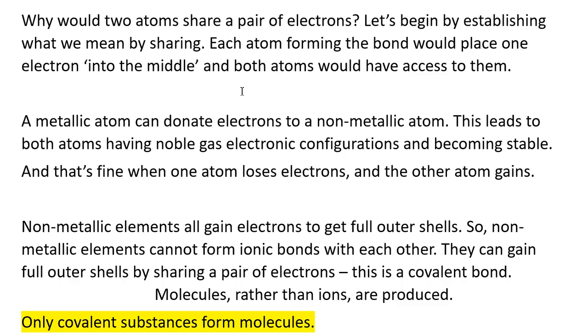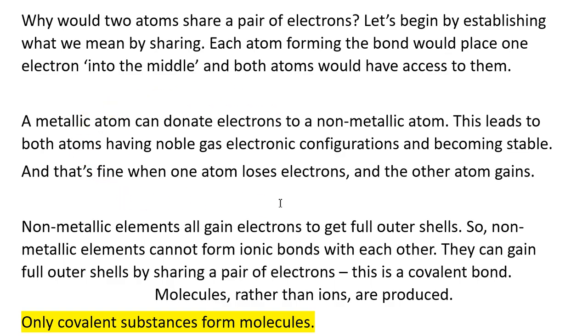It's when both atoms forming a covalent bond put an electron, if you like, into the center, into the middle, so that both of them have access to two electrons. Two atoms, one electron each, into the middle, both have access to that pair of electrons. That's a covalent bond.